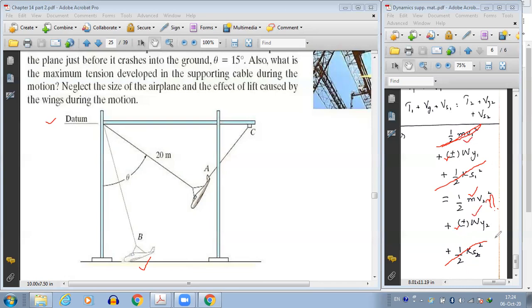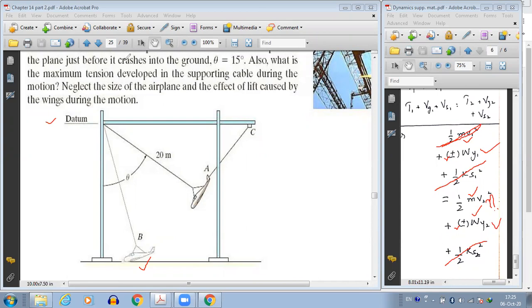Y1 and Y2 we can find because the rope is 20 meters, and when theta is 60 degrees, it will be 20 cos 60. And when theta is 15 degrees, then it will be 20 cos 15. So that's how we'll determine Y1 and Y2, and that's it. You solve the problem, you get V2.